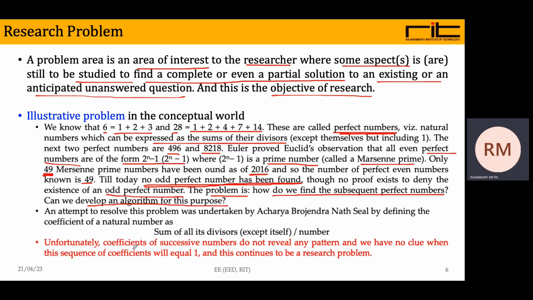Now, unfortunately, the coefficients of successive numbers do not reveal any pattern. So there is no fixed pattern, and we have no clue when a subsequent coefficient will equal one, and this continues to be a research problem. So this is one kind of research problem where certain solutions have been observed by previous researchers, and there is still scope to find further solutions. So this is an illustrative example of a research problem and area.